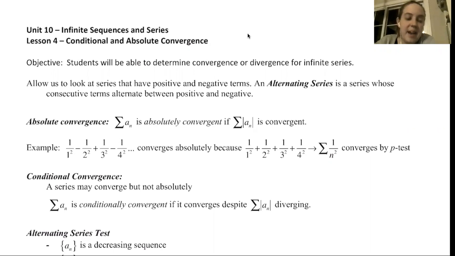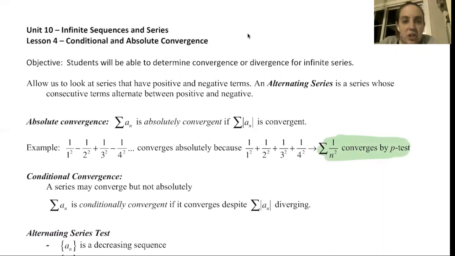The first example that I have is 1 over 1 squared minus 1 over 2 squared plus 1 over 3 squared minus 1 over 4 squared. So first, it's alternating because those signs go plus, minus, plus, minus. But it converges absolutely because if I look at the absolute value, all positive terms, 1 over 1 squared, 1 over 2 squared, 1 over 3 squared, 1 over 4 squared, those converge by the p-test. I talked about that a lot in the last lesson, so there's your p-test.